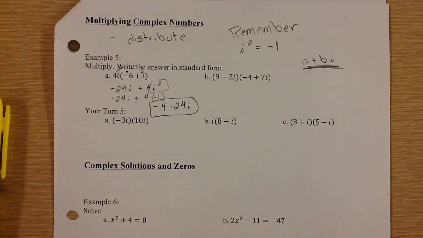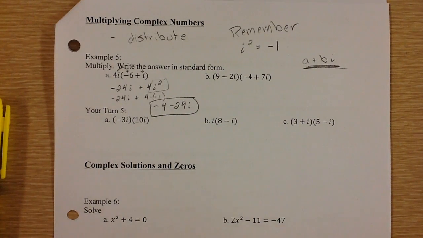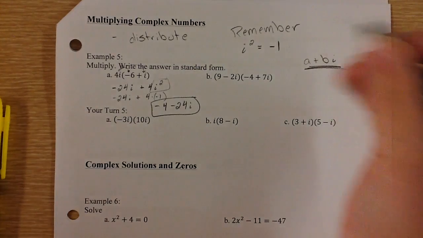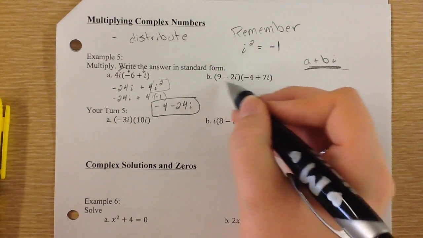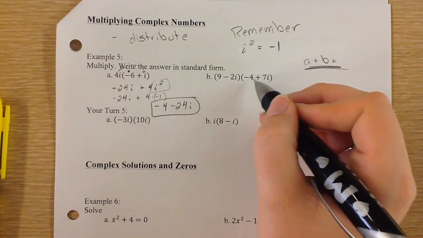We always want to write it that way, a plus bi. Sorry, I kind of squished these in here a little bit. Okay, so now let's go ahead and distribute. Let's, again, multiply. We're taking 9 minus 2i, that's a complex number, multiplying it by negative 4 plus 7i.